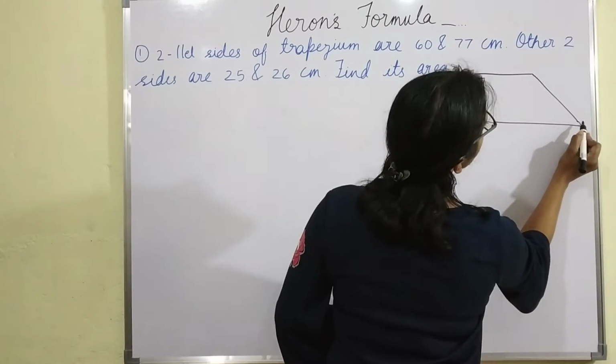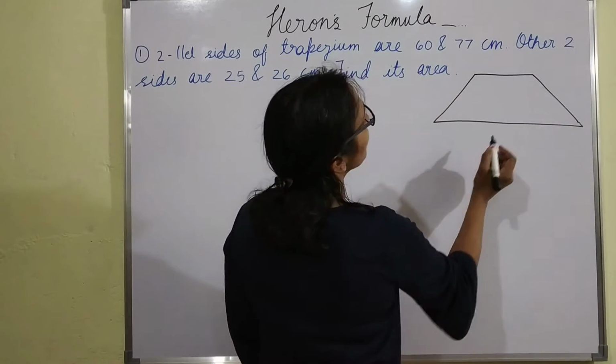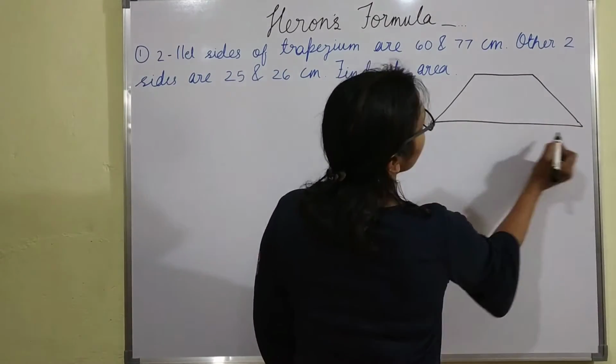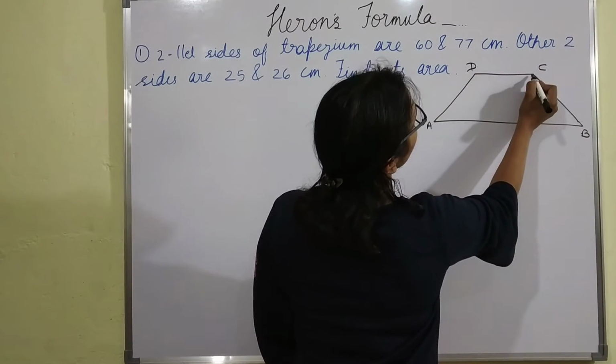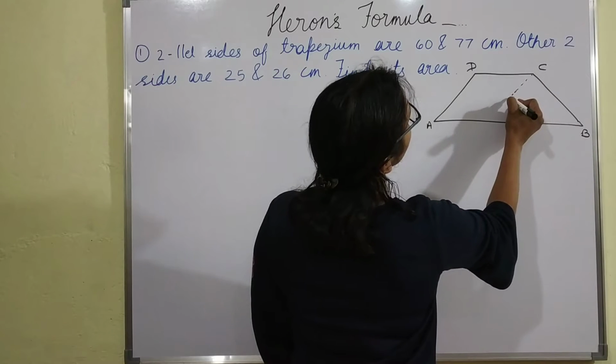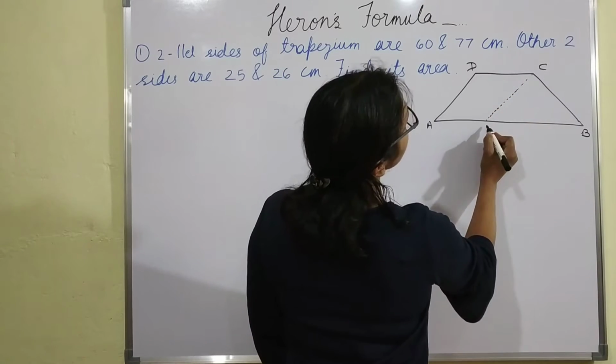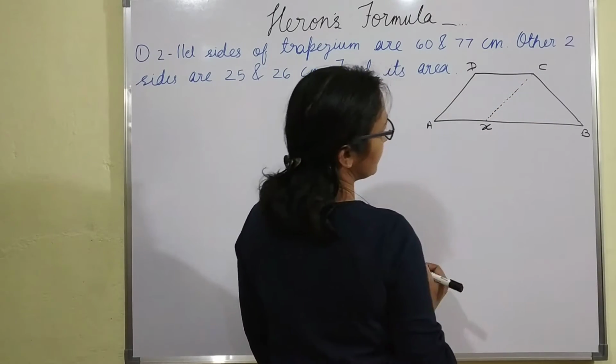Since it is a trapezium, one pair of sides is parallel. Okay, so it is ABCD. Now construction: CX.